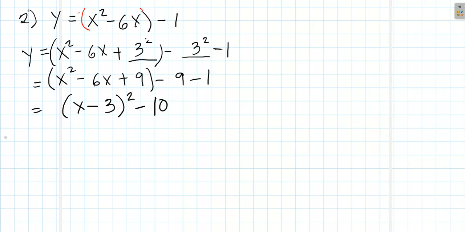So, we have now the vertex is equal to 3 and negative 10. Okay. So, another example.